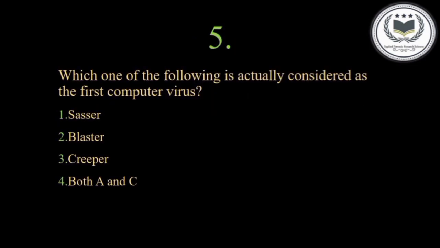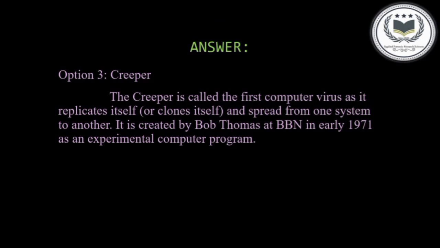Next question is number five. Which one of the following is actually considered as the first computer virus? Options are first one is Caesar, second one is Blaster, third one is Creeper, and fourth one is both A and C. And the correct answer is option number 3, that is Creeper.